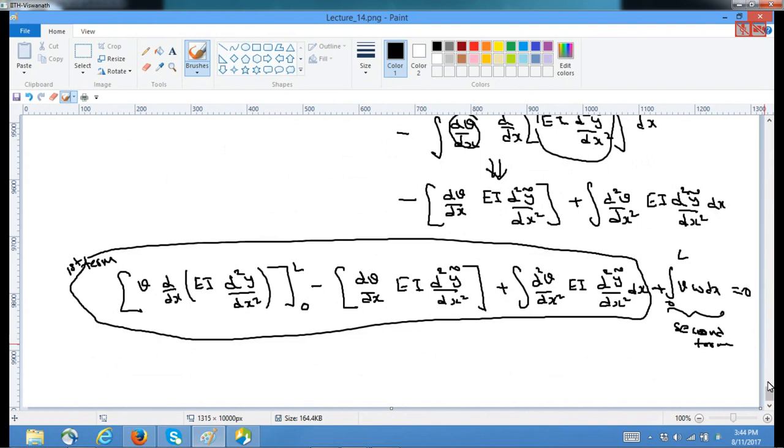So this together, the first term and second term in this form, is called the weak form of the Euler-Bernoulli beam. Why is it weak form? We need to spend a couple of minutes with it.